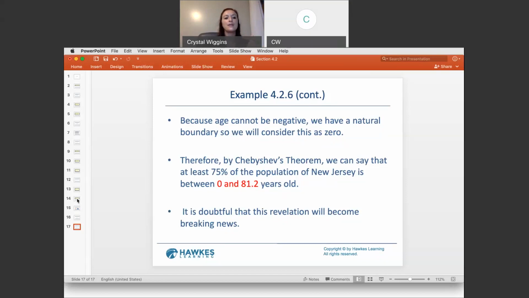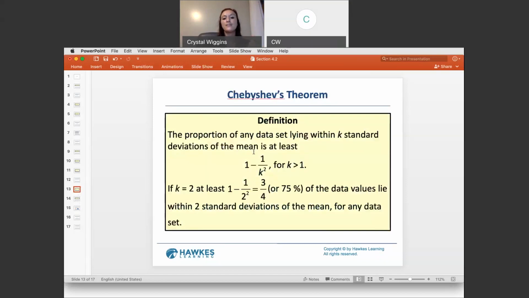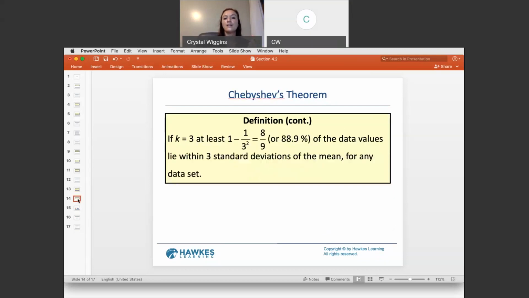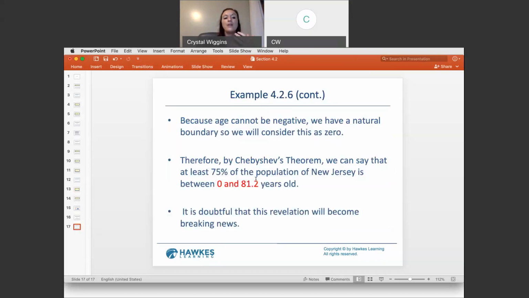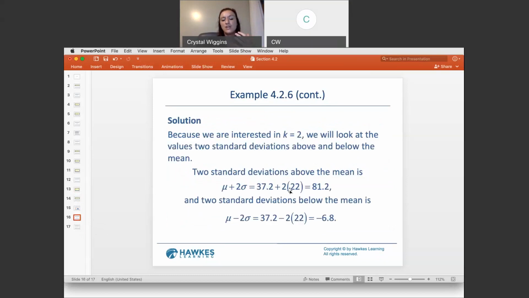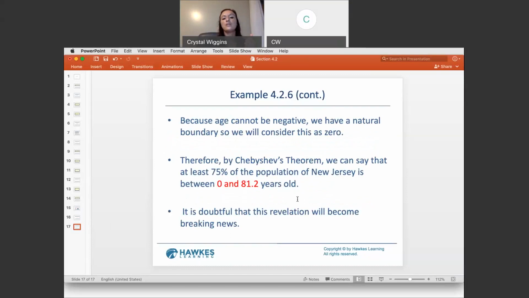Let's back up. We got that from using the formula. 2 standard deviations is talking about 75%. 3 standard deviations, 88.9% for any distribution shape. And then when we calculated the 2 standard deviations above and 2 standard deviations below, we got these values. The negative value doesn't make sense for age, which is why we're defaulting to 0. And we are concluding 75% of the population is between 0 and 81.2 years old.